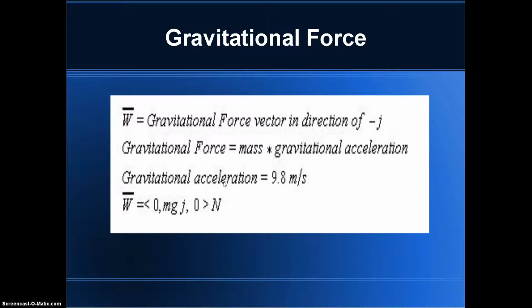Gravitational force, represented by the variable w, is a vector in the direction of negative j, or in the 2D world, negative y. Gravitational force equals mass times the gravitational acceleration constant, which on Earth is 9.8 meters per second.